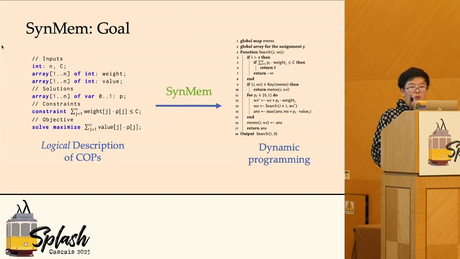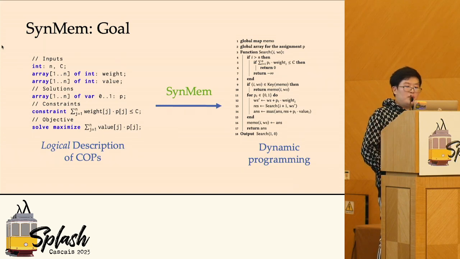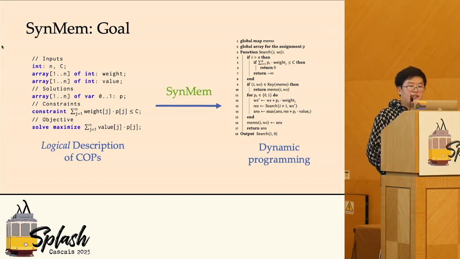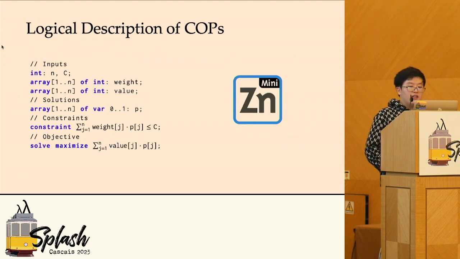Motivated by the importance of the combinatorial optimization problems and the dynamic programming algorithm, we propose a tool called SynMem that can automatically synthesize dynamic programming algorithms from logical description of COPs. At the input side, the logical description is written in a constraint modeling language, for example, Minizinc.